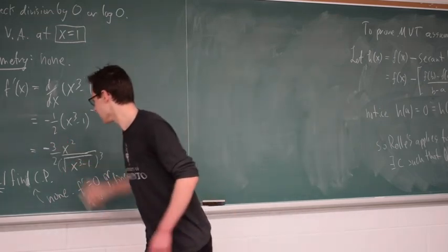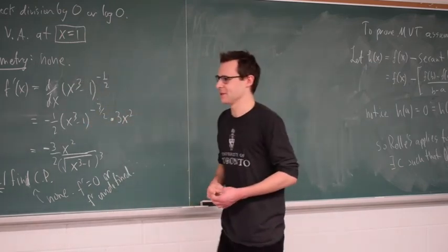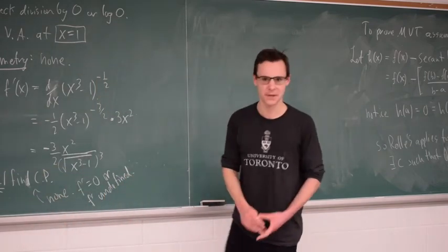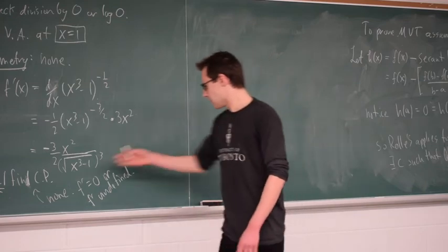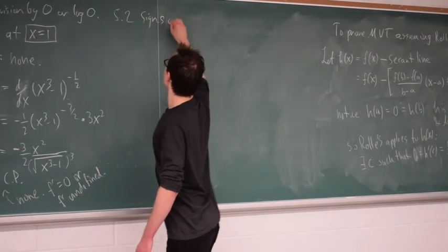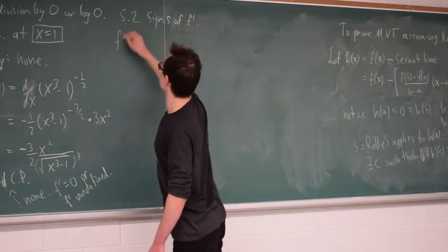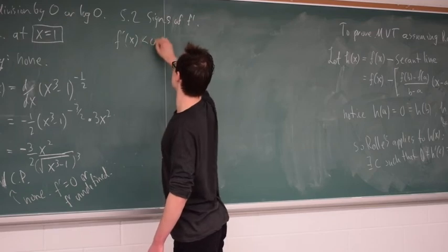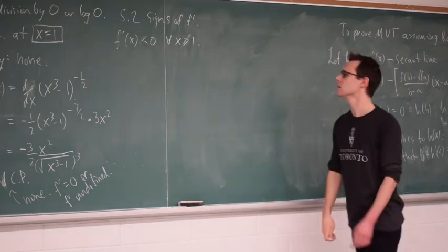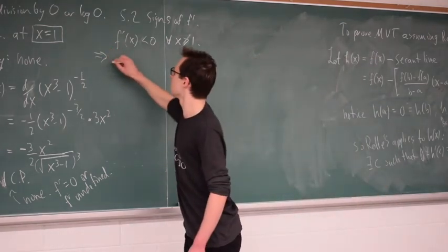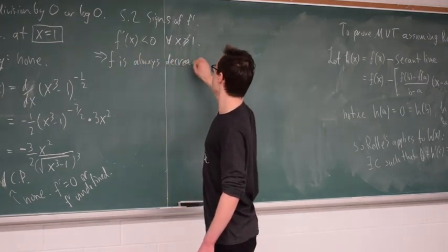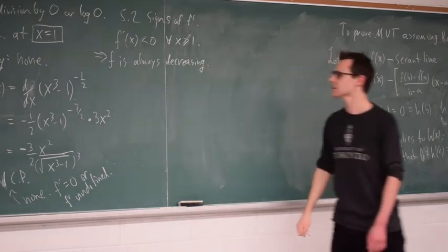I was just thinking there for a minute. If the derivative was always positive, there'd be no way to draw that graph with these properties. So that's one way that you know if you're doing stuff right, okay? All right, so we have no points where it's undefined. Step 5.2, signs of f prime. In this case, f prime of x is negative for all x greater than 1, all right? There we go. So that tells you what? F is always decreasing.